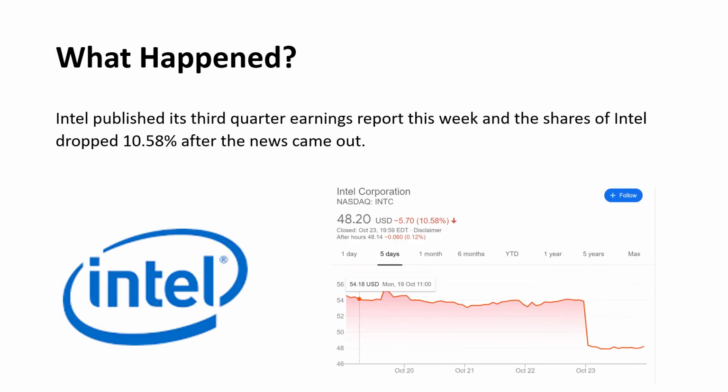Moving on. So what happened is Intel published its third quarter earnings report this week, and the shares of Intel dropped by 10.58% after the news came out. As you can see from the graph, the drop was pretty steep, and Intel is an American multinational semiconductor chip manufacturer based in Silicon Valley.